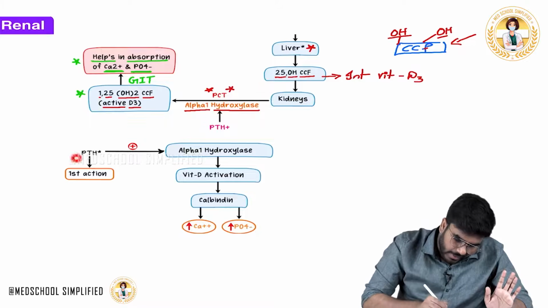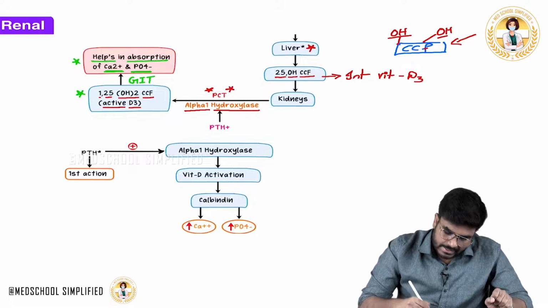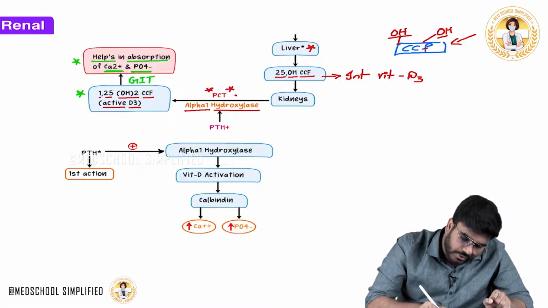Remember the first action of the parathyroid hormone. The first action of the parathyroid hormone is activation of alpha-1 hydroxylase. Now if you ask me what exactly is this? See, now in the proximal convoluted tubule, yes, we have discussed.